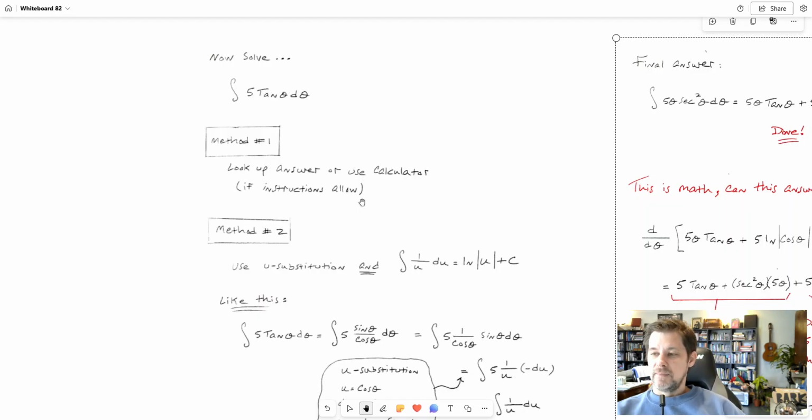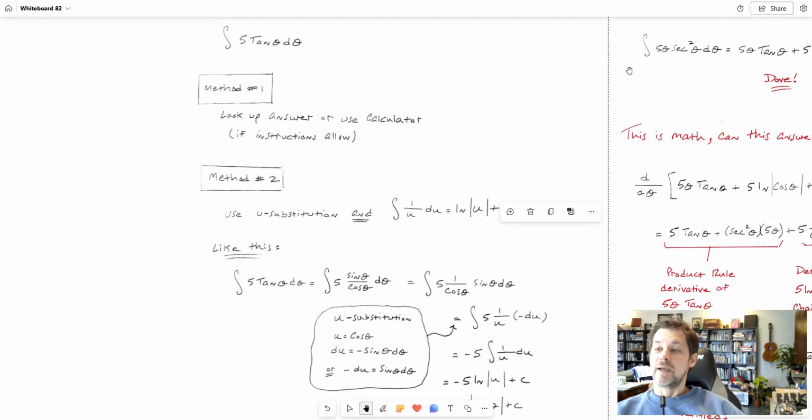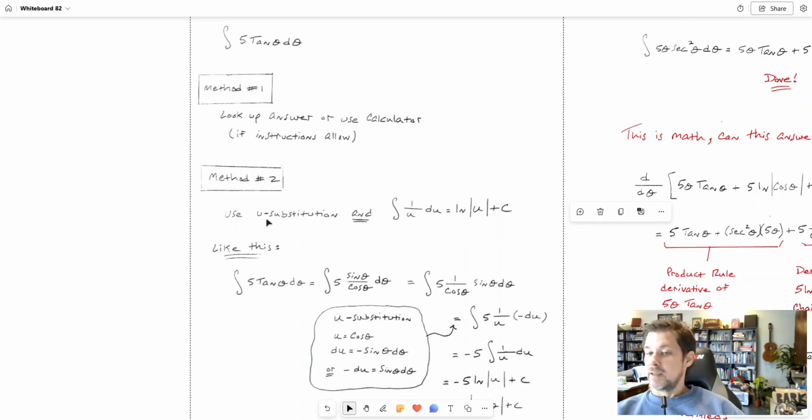As far as our assignments go, where you will turn in work, for the tests, I will have you turn in some work. I'll give you instructions on the detail of the work that I'd like to see. If it says that you can look up the answer at a certain point or use a calculator at a certain point in the problem, then you do that. Otherwise, if it says use substitution, then that's what we'll do. So let's focus on the second method. Looking up the answer or using a calculator is not that hard to do either. So what if that wasn't on the table? What's our other method? U substitution.